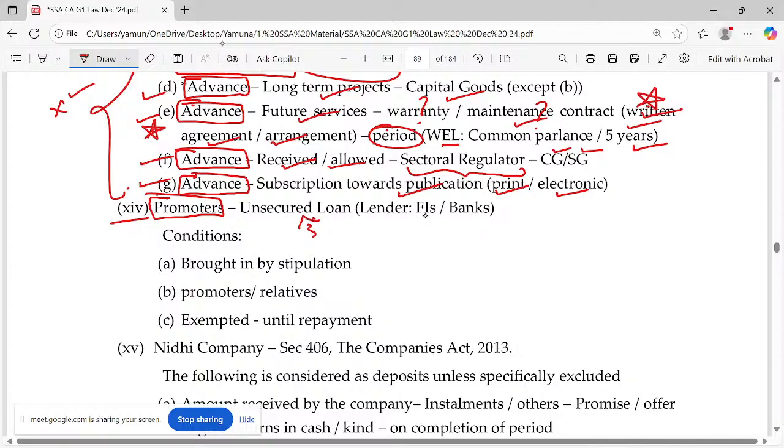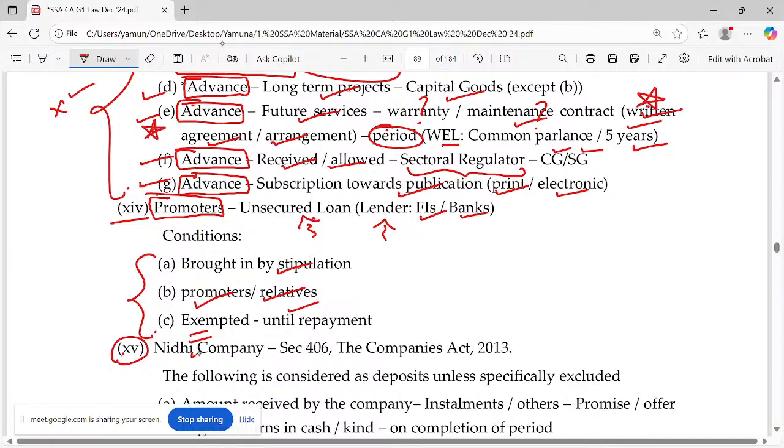And if the lender happens to be a financial institution or bank, you have to check whether these conditions are followed. If these conditions are followed, then don't consider this as a deposit. What are the conditions? Brought in by stipulation, another condition based on stipulation based on information. Need not be promoters alone; it can be promoters and their relatives also. And it's exempted until repayment. So in these cases, don't consider as deposit.